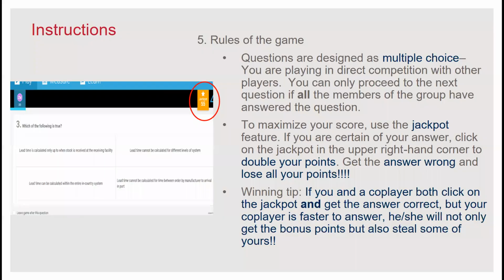And here's a few tips on playing the game. The questions in the game are multiple choice. You can choose the question and then it'll move you on to the next one, assigning a score to your account. To maximize your score, you can use the jackpot feature, which is a button in the upper right-hand corner of the game. You click on that button and you can earn extra points. You can actually double your points. If you get the wrong answer, however, you could lose all your points. So think wisely about using the jackpot button.